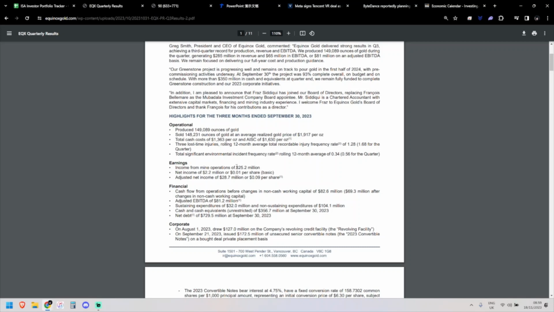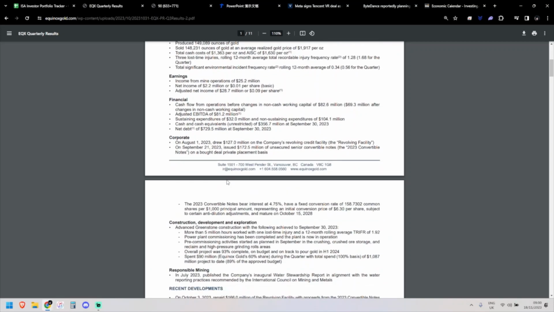Income from mine operations was 25 million, and a net profit of 2.2 million after the extensive capex required, 1 cent per share. Adjusted, they remove a few of those bits, 28 million. Basically, this is all going to get better from Q3 next year as the expansion goes live.